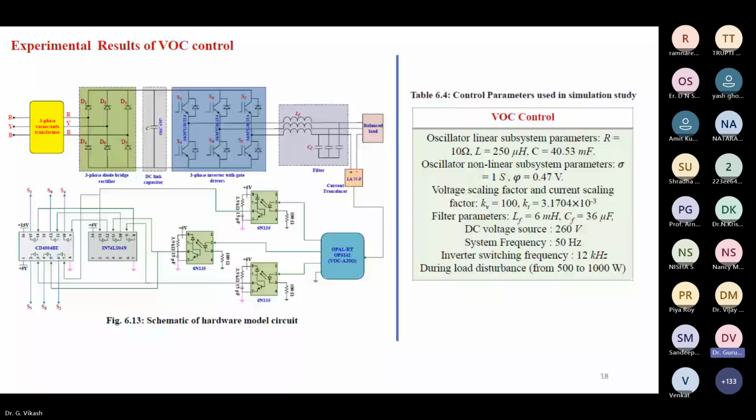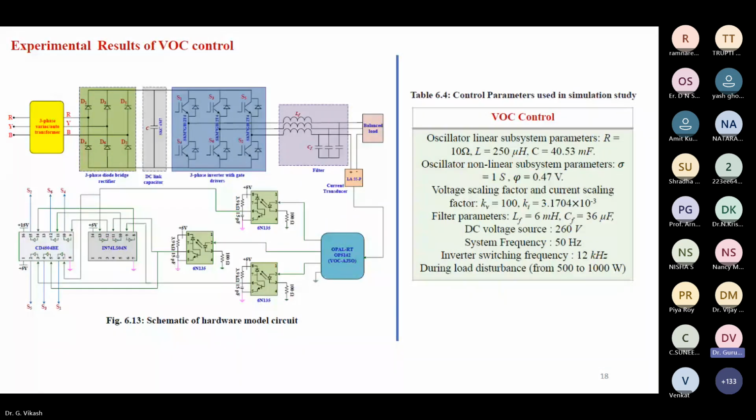Here I have used the 6N135, which is nothing but an isolator. If anything happens, such as a circulating current, this isolator will isolate my OPAL-RT from the physical system. Otherwise, my OPAL-RT is a very costly setup, and if it is damaged, it is a huge loss. That's why I have used opto isolators like the 6N135 to isolate my system and my controller.